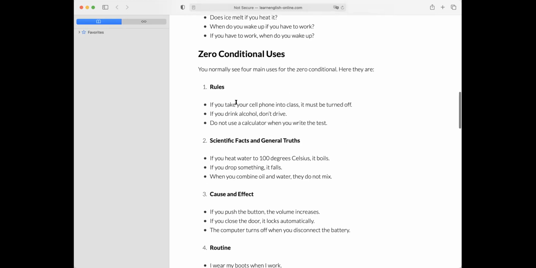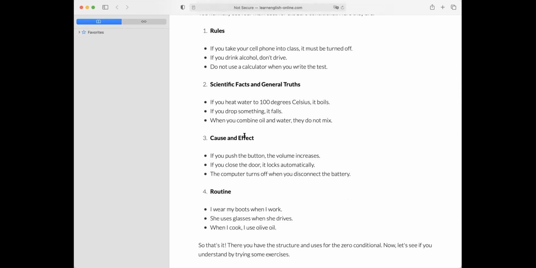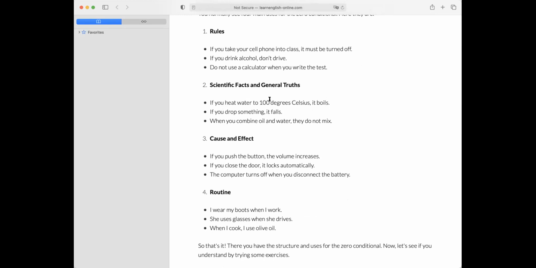Si usted trae su celular a clase, debe apagar. So it's imperatives. That's why we don't use a subject. We also use it for scientific facts, some general truths. For example, if you heat water to 100 degrees Celsius, it boils. Entonces, si usted hierve o calienta el agua a estos grados Celsius, hierve, and so on.